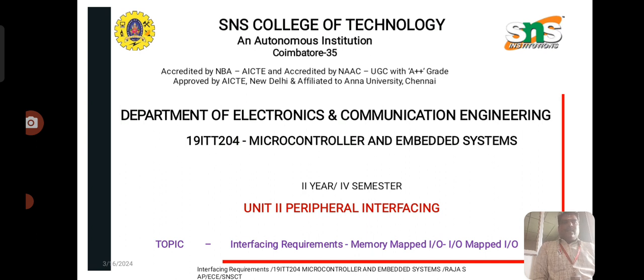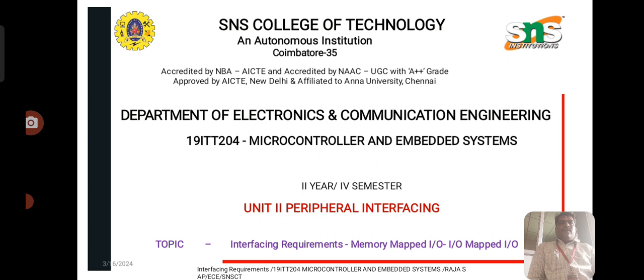In this YouTube video, we are going to discuss the interface requirements in microprocessor. In the previous YouTube video, we discussed the various addressing modes and instruction sets used by the 8086 microprocessor, and the architecture of 8086 was also discussed. Now in Unit 2, we see the various practical applications of 8086. In order to do any applications of 8086, first we have to interface the microprocessor with some external components.